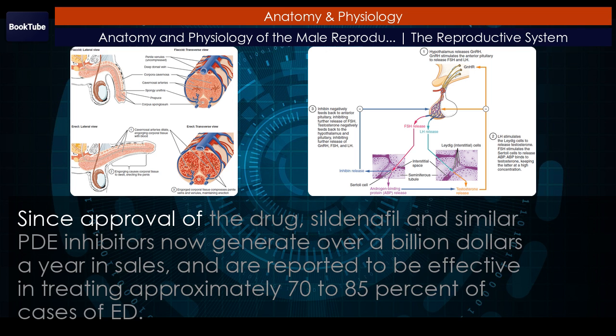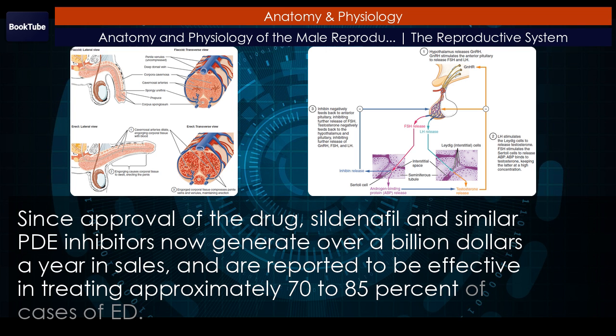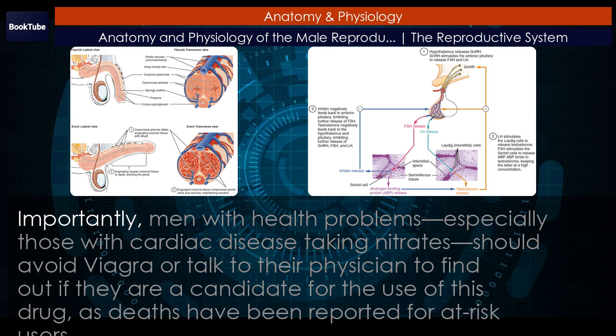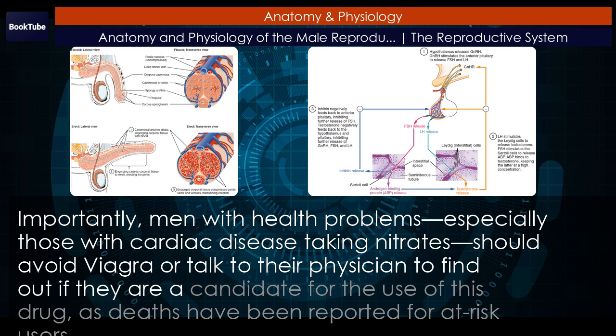Since approval of the drug, sildenafil and similar PDE inhibitors now generate over $1 billion a year in sales, and are reported to be effective in treating approximately 70 to 85% of cases of ED. Importantly, men with health problems, especially those with cardiac disease taking nitrates, should avoid Viagra or talk to their physician to find out if they are a candidate for the use of this drug, as deaths have been reported for at-risk users.